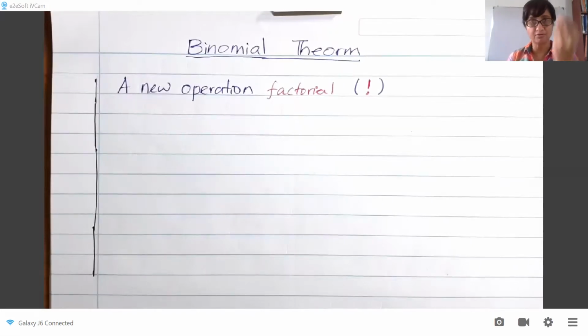It's like square root. Square root is an operation. It's a unary operation. You take a number and square root. It's not something you do with 2 numbers. It's something that you do to a single number, right? So factorial is also a unary operation. We can talk about the factorial of a number. Factorial of 5, factorial of 10. It's one number.